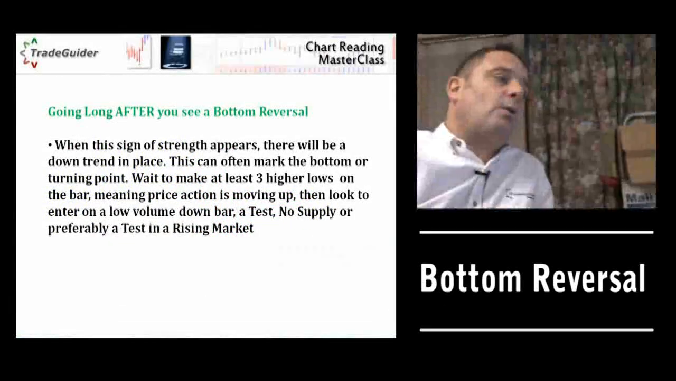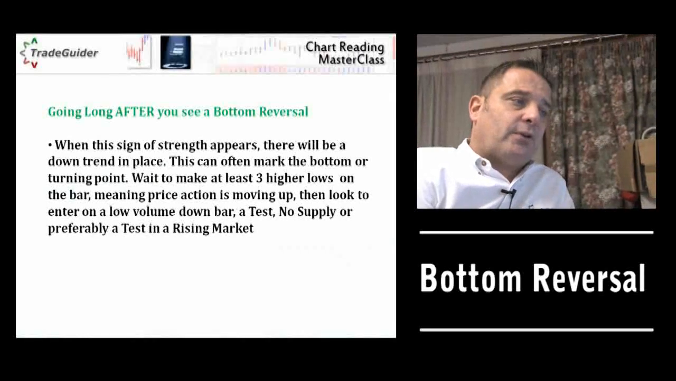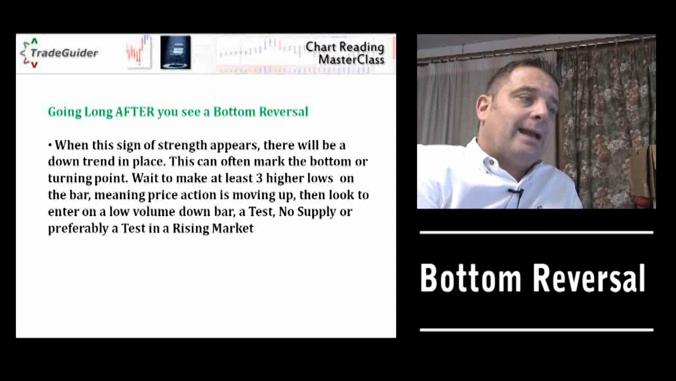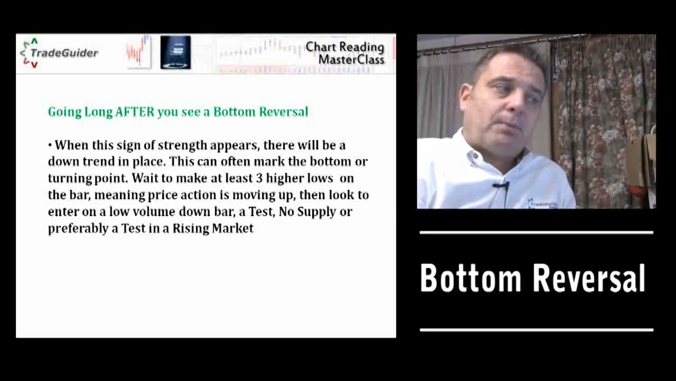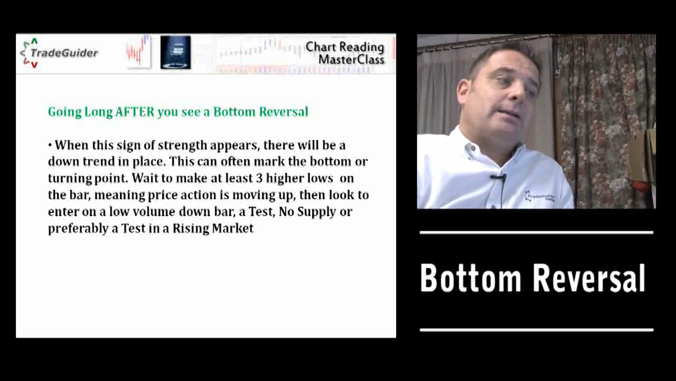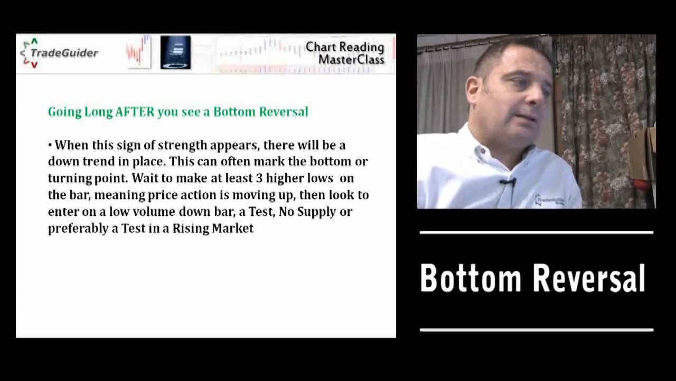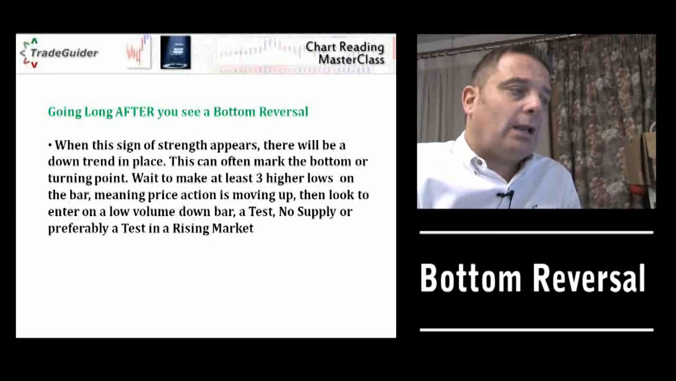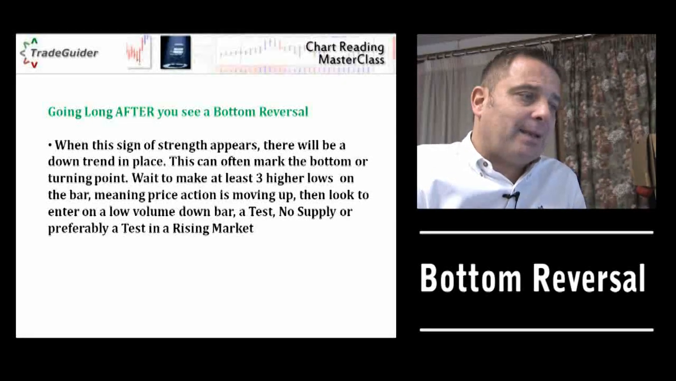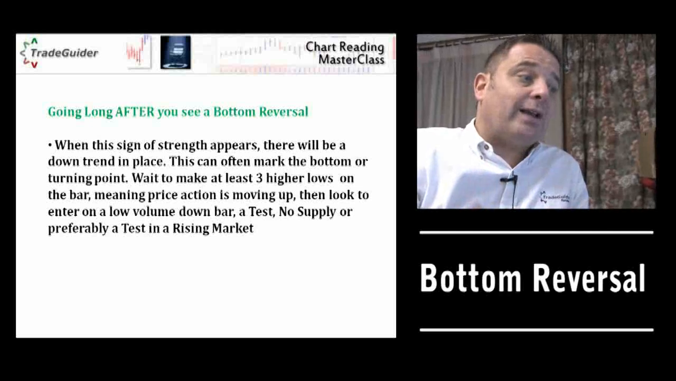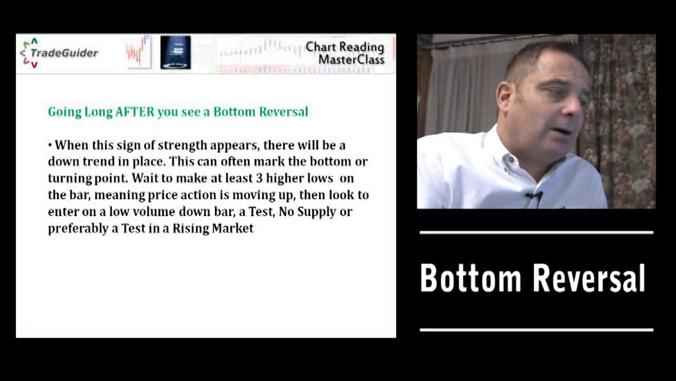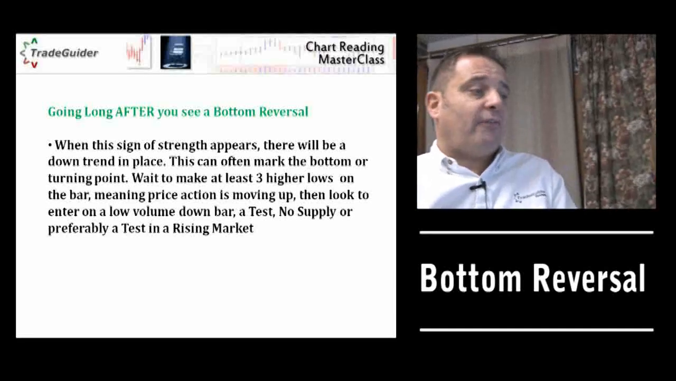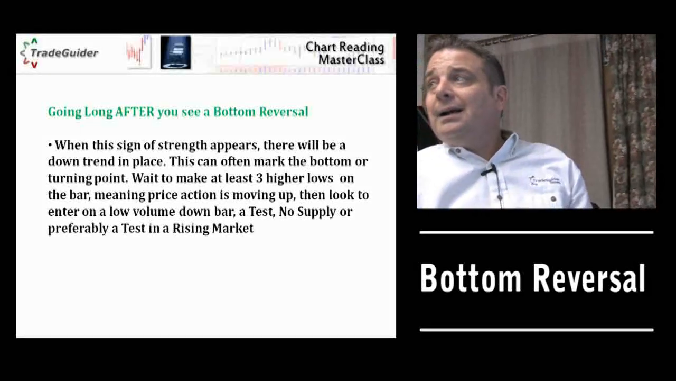So when we go long, after you see something like bottom reversals, when it appears, there'll be a downtrend in place, as we've seen. It often, but not always, will mark the bottom, or a turning point. It doesn't always do it, so keep that in mind. Now, what have I written here? Wait to make at least 3 higher lows on the bar, and that means that we're actually seeing the price moving up. Then look to enter on a low volume down bar, a test, no supply, or my favourite signal, a test in a rising market, which is the best one.